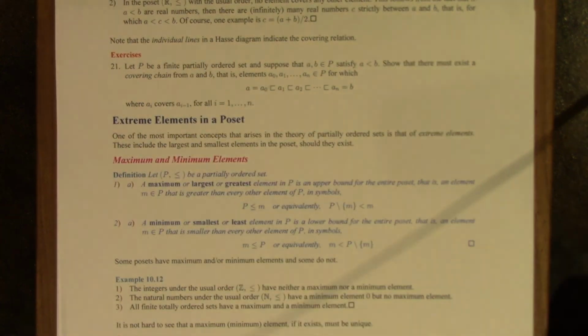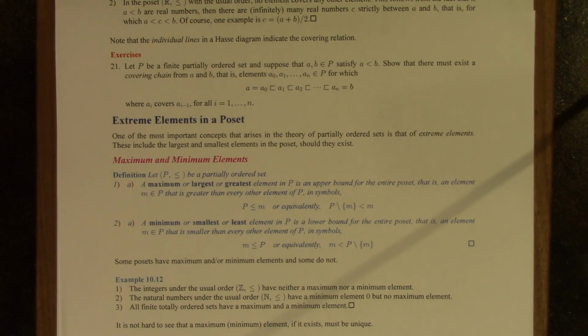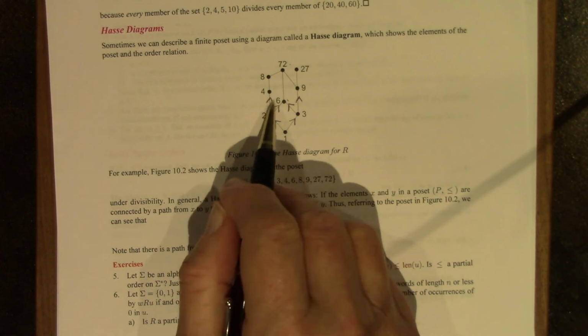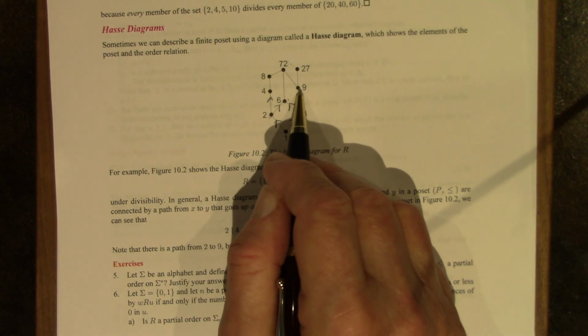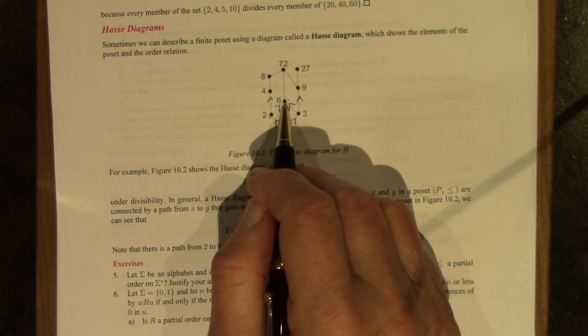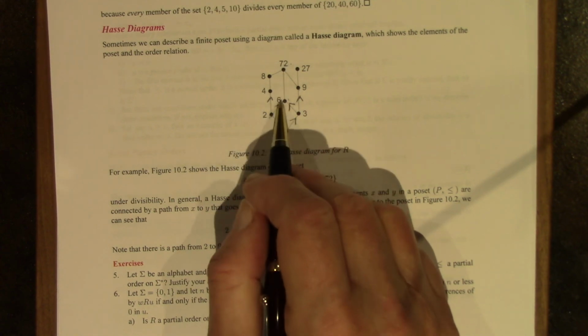Just a note, if you look back at the Hasse diagram, the covering relation is defined by the individual lines in the Hasse diagram. So let me page back here. Let me find that Hasse diagram. It was about 3. There we go. 4 covers 2, and 27 covers 9, 72 covers 6. Single line indicates a covering relationship.